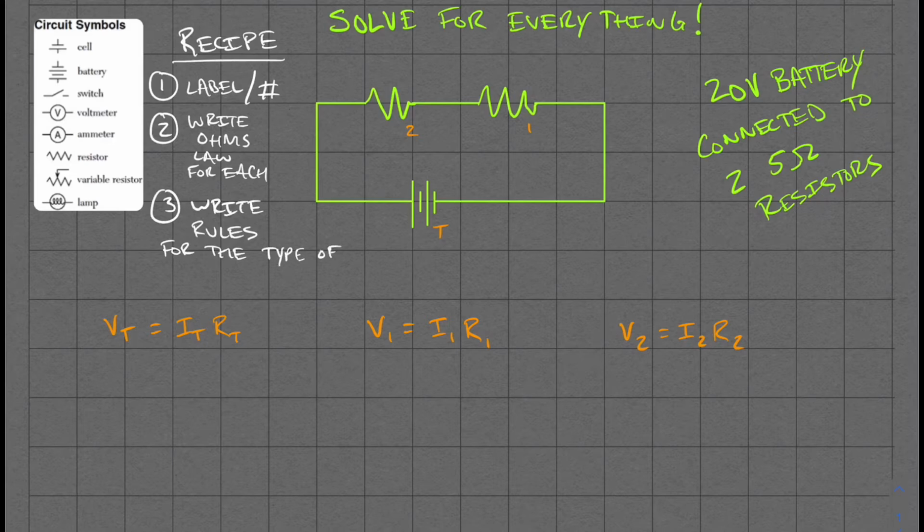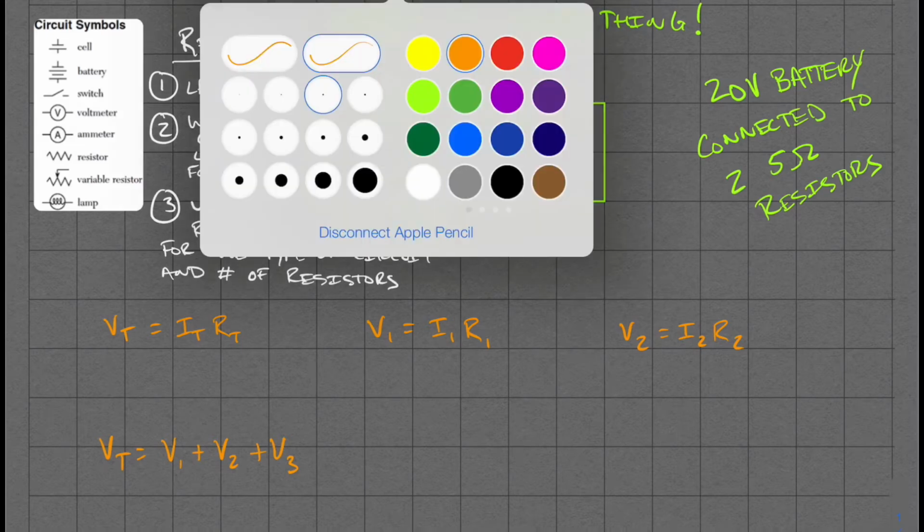Okay, so the third step here is to write the rules for whatever circuit. So this recipe thing that we're working on here is going to work for series circuits and it's going to work for parallel circuits. So I kind of generalize this as the type of circuit because the rules for series are different from the rules for parallel. So I write down the first set of rules, which is V total is equal to V1 plus V2 plus V3, except we don't have V3 here.